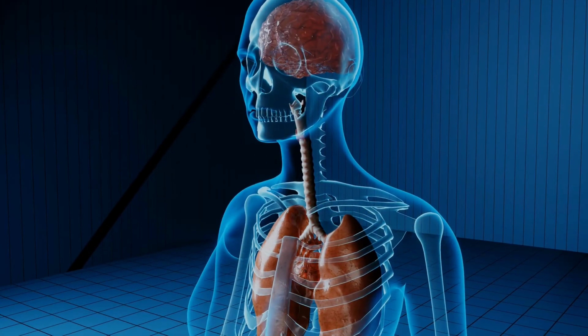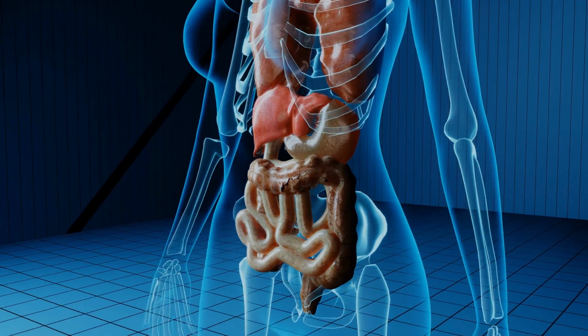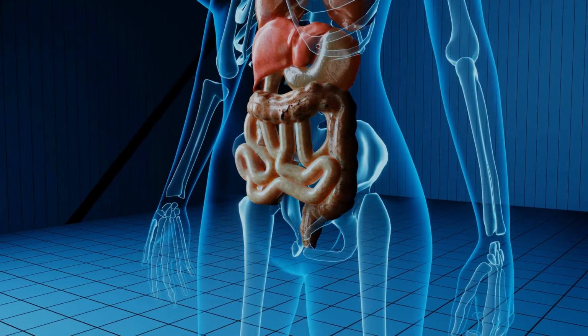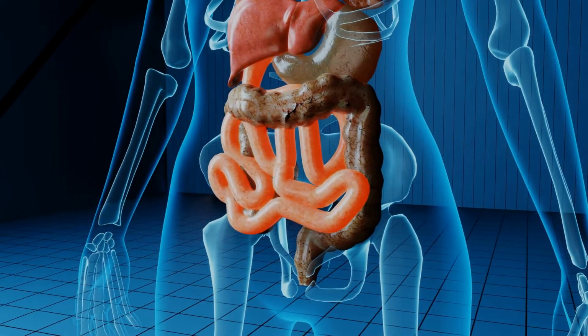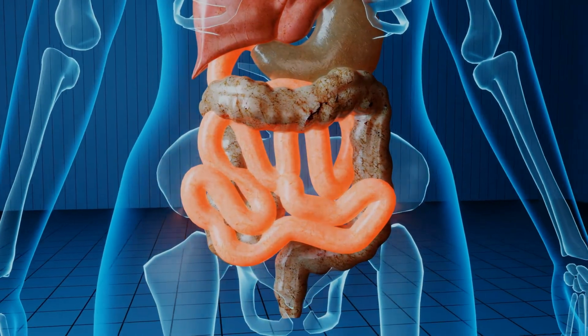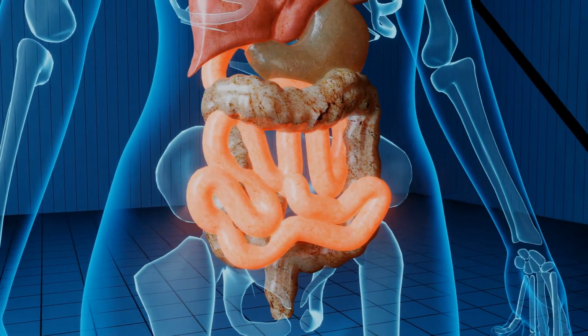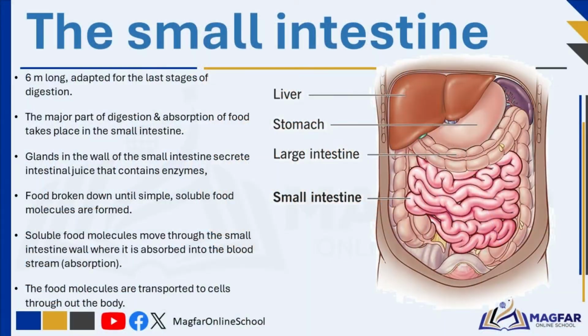The small intestine is a long, narrow tube about 6 meters in length that plays a crucial role in the final stages of digestion and nutrient absorption. It is specially adapted to ensure that food is broken down into its simplest form so that the body can effectively utilize it. The majority of digestion and absorption occurs in the small intestine. During this stage, food is further broken down into simpler molecules that cells can use for energy and growth.